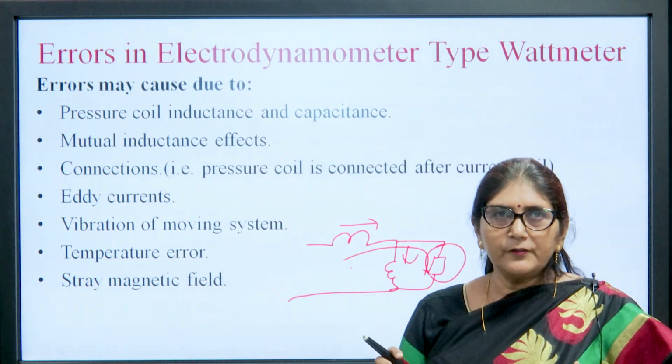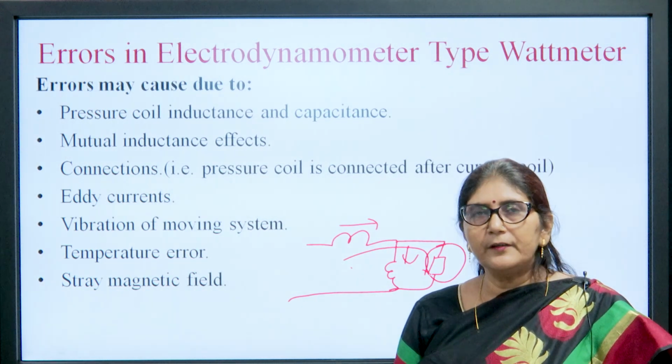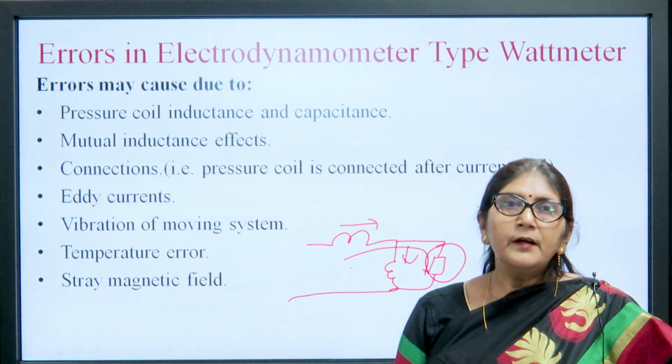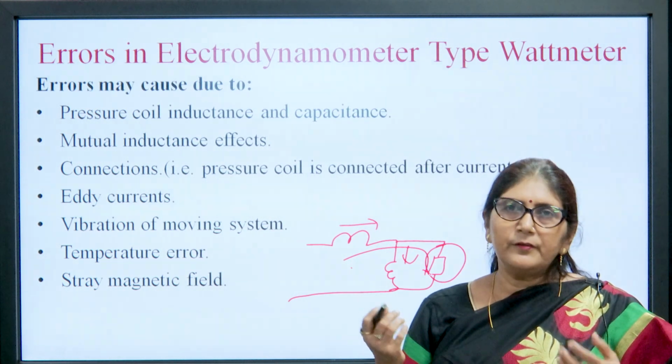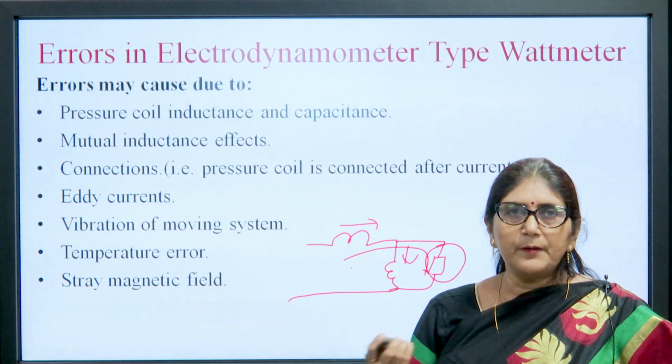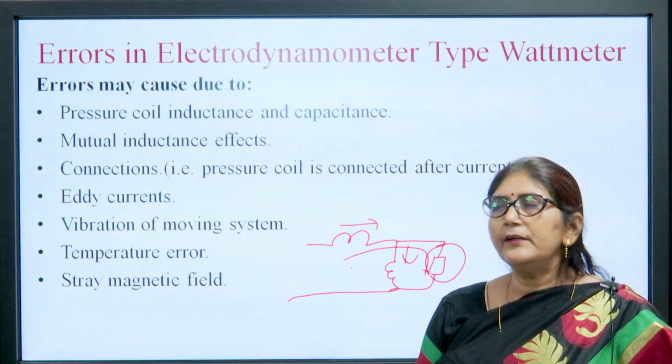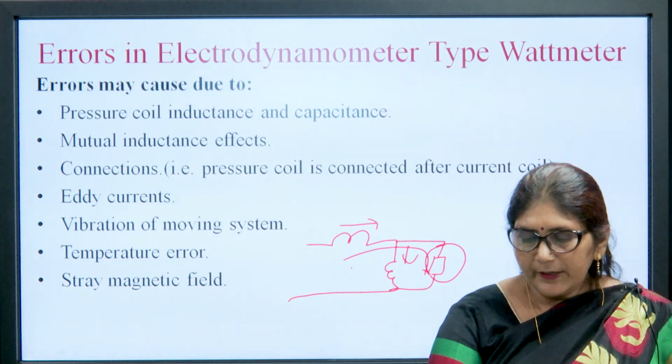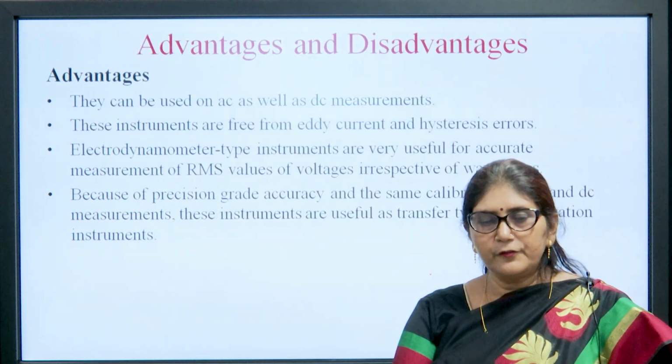Then eddy current loss is also there, and vibration of the moving system also creates some loss. Then temperature error is there because we are using a spring here, so the spring constant changes with the temperature change. Similarly, stray magnetic field also affects the performance of the instrument.